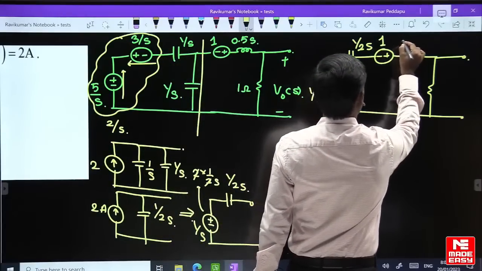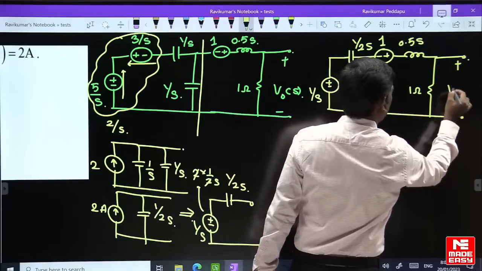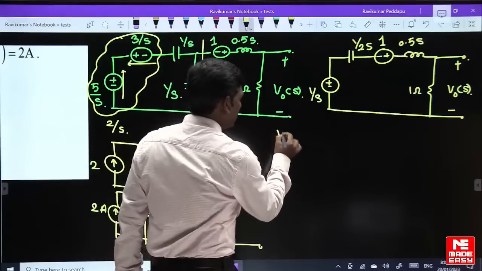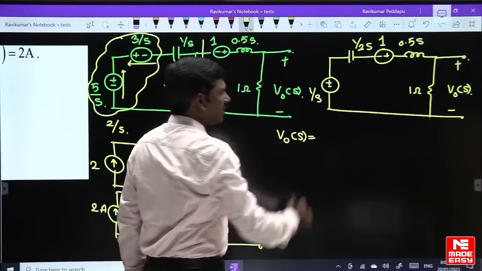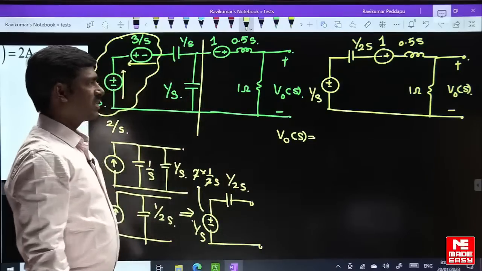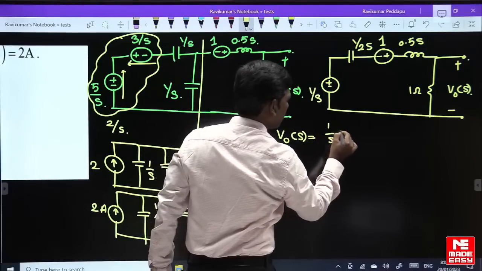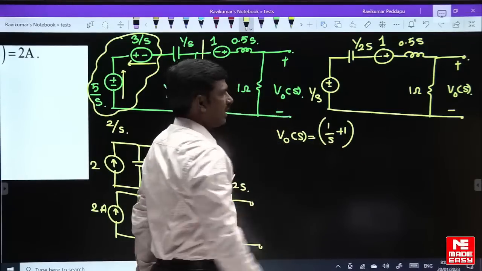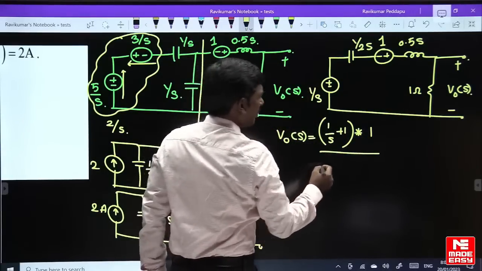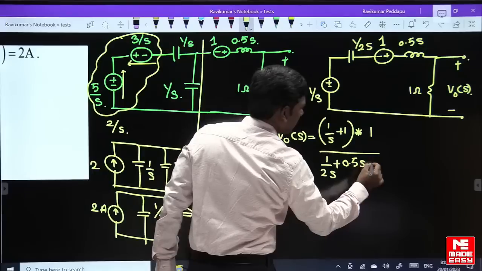1, 0.5 S and 1 ohm. Now V output of S. I am directly using the voltage division rule here. V output of S is equal to 1 by S plus 1, where 1 by S plus 1 is the total voltage, into where you want the voltage, 1 ohm upon 1 by 2S plus 0.5 S plus 1.